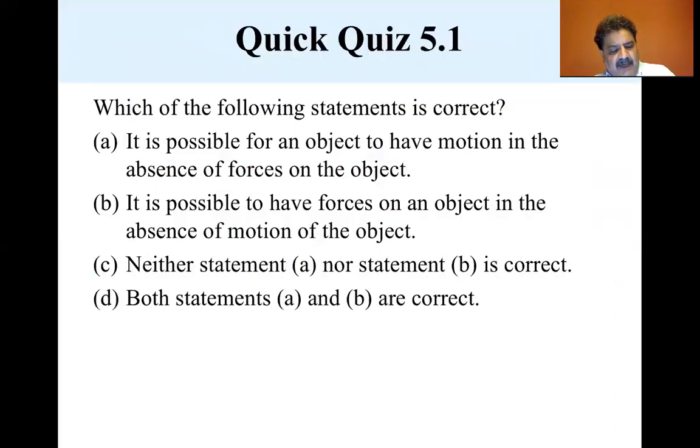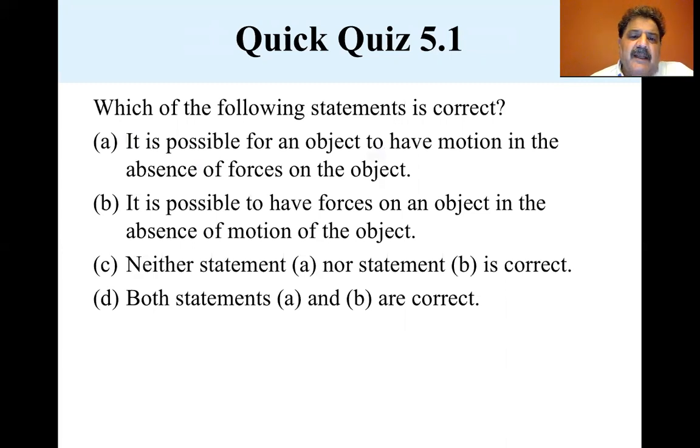So now it's time for the quick quiz. Which of the following statements is correct? A: It is possible for an object to have motion in the absence of forces on the object. B: It is possible to have forces on an object in the absence of motion of the object. C: Neither statement A nor statement B is correct, or D: both statements A and B are correct.